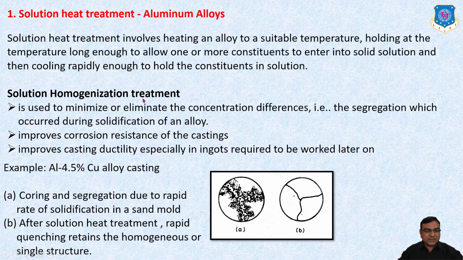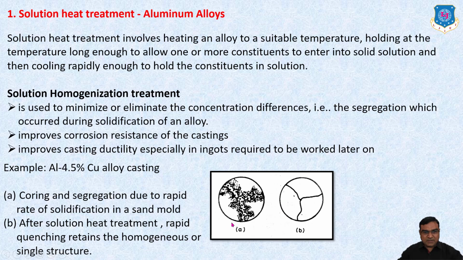Solution homogenization treatment is used to minimize or eliminate the concentration differences, the segregation, which occurs during solidification of an alloy. It improves the corrosion resistance of the castings. It improves the casting ductility, especially in ingots required to be worked later on.